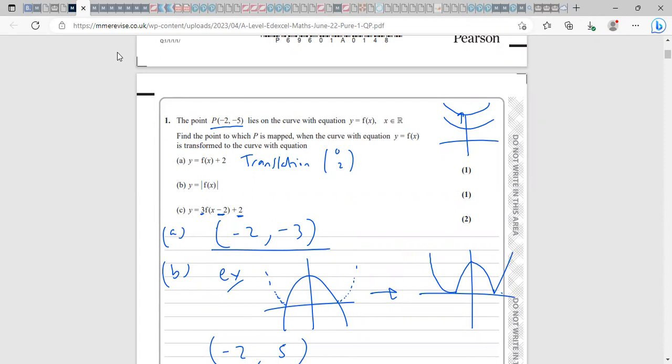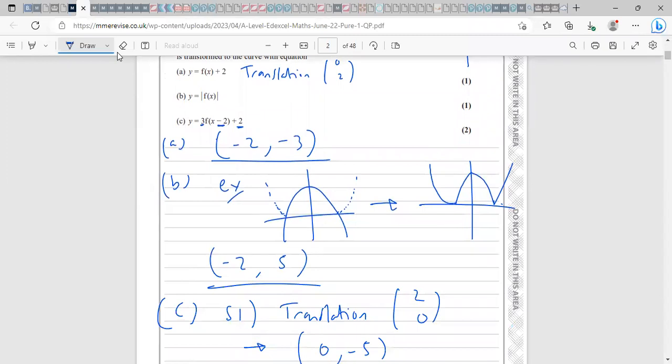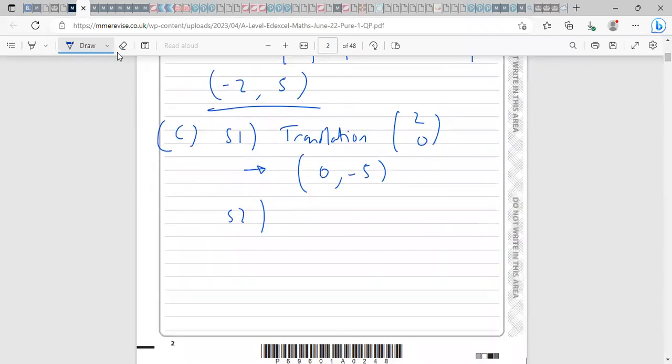The next step would be to stretch it in the x direction, but there's no stretch there. It's just 1x, a coefficient of 1, so there's no stretch going on. We're just keeping the x. We're not stretching in the x direction for this function, but we are stretching in the y direction. So the next step is to stretch in the y direction by a scale factor of 3.